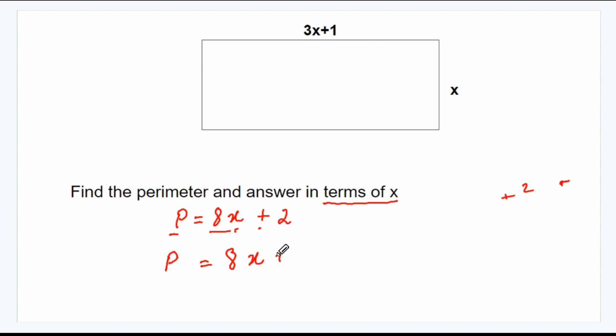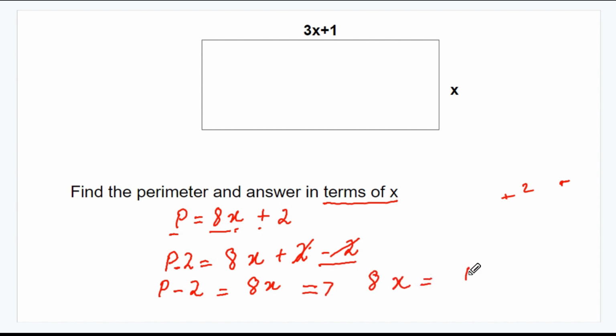As we have plus 2 over here, the opposite of plus 2 is minus 2, but you need to do the same thing on the left side. All right, so what we are left with is P minus 2 equals 8x. Why? Because this 2 will be cancelled with this 2. So I can write it like this: 8x equals P minus 2. Now this 8 is being multiplied with x. It is on the top. So what will be the opposite? 8 in the bottom. 8 in the bottom means we need to divide both sides by 8.